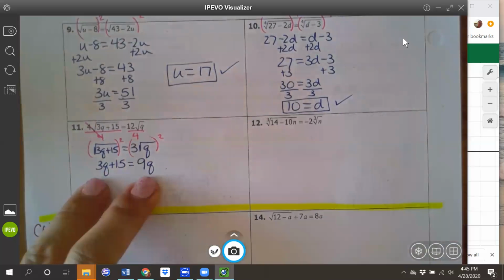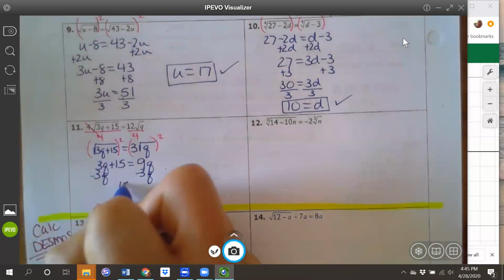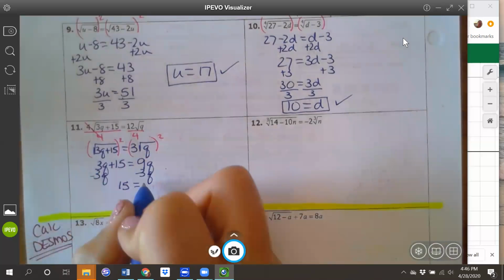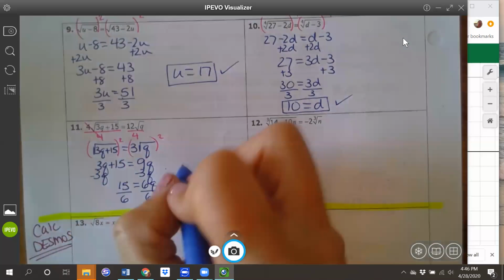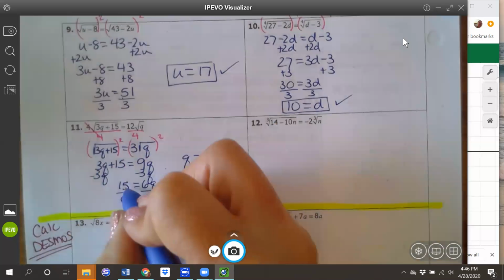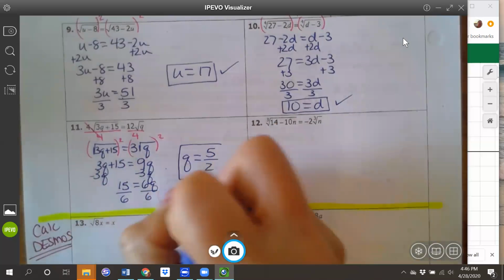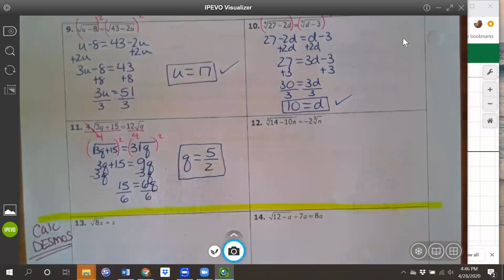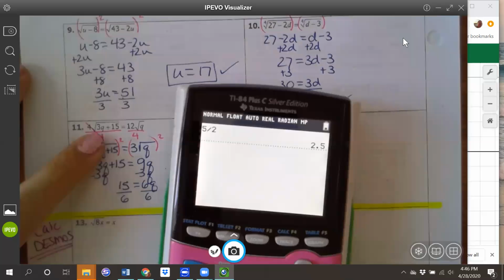I'm going to move the smaller of the q's. So I am subtracting 3q on both sides. So that's going to be, what, 6q? Divide both sides by 6. So I get a q of divisible by 3, divisible by 3. So that's going to be 5 halves. Ugh, 5 halves. When I do 5 halves, that's actually 2.5. So I'm going to use that when I check it.